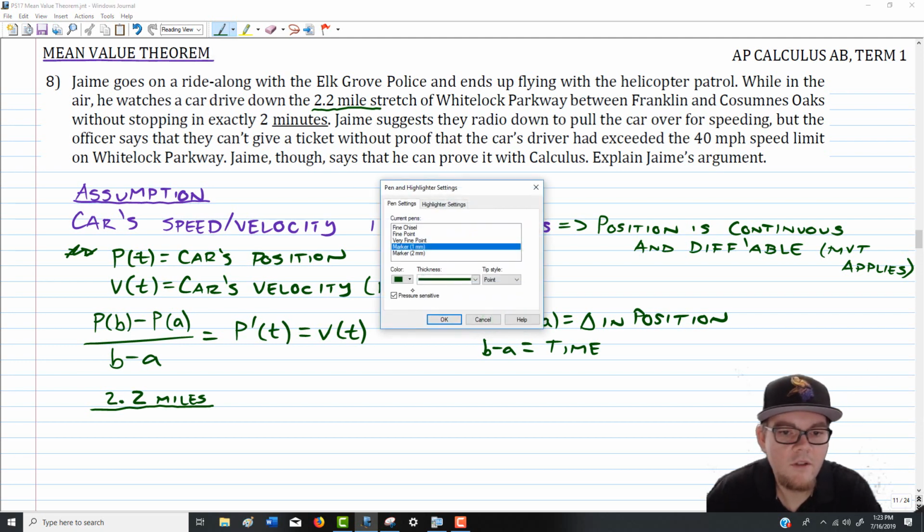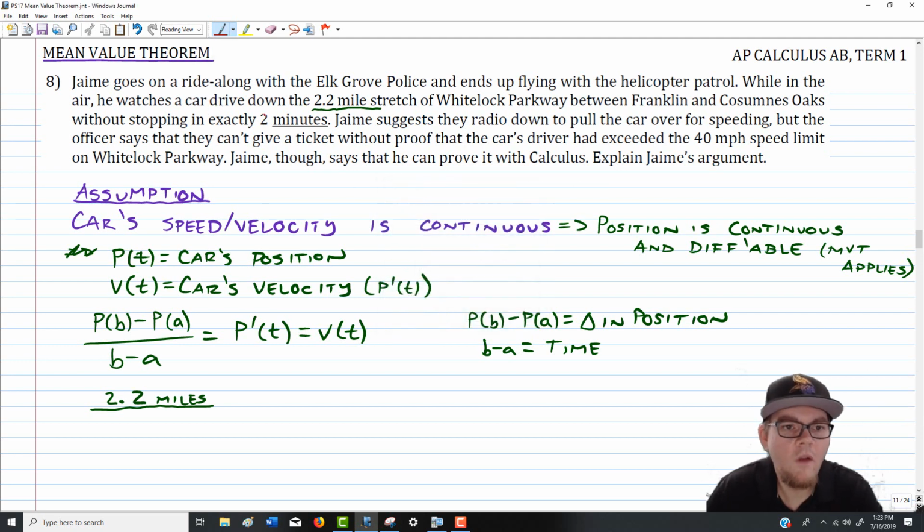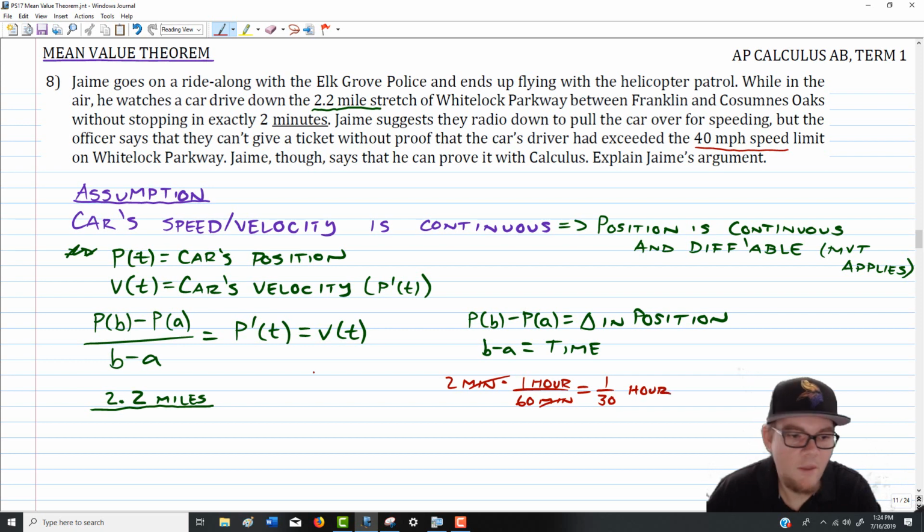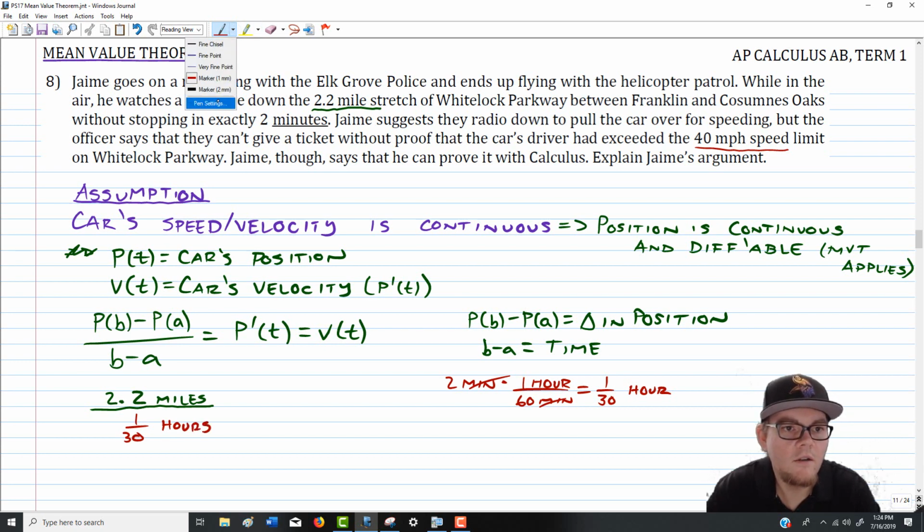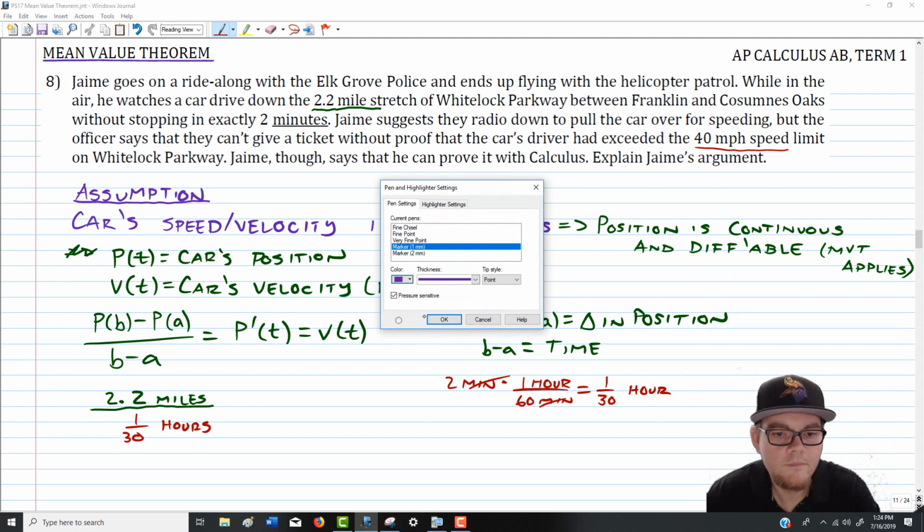Now, as we look down there and start to think about it, you might think that's 2 minutes. But think about our units. We want to figure out and talk about 40 miles per hour. So what I need to realize is that 2 minutes is equivalent to, let's see, 1 hour per 60 minutes. So if we do a quick little conversion here, we get that that's equal to 1/30th of an hour. So that means down below, B minus A can be written as 1 over 30 hours. And of course, we're trying to make it so that our units are miles per hour.